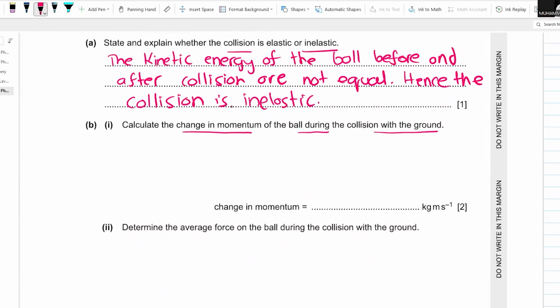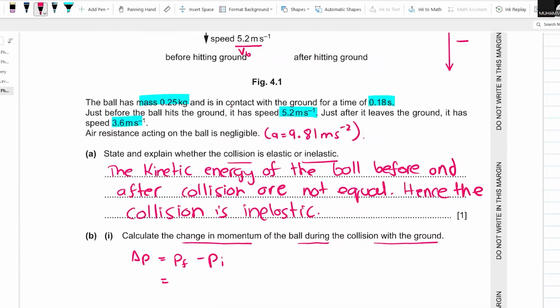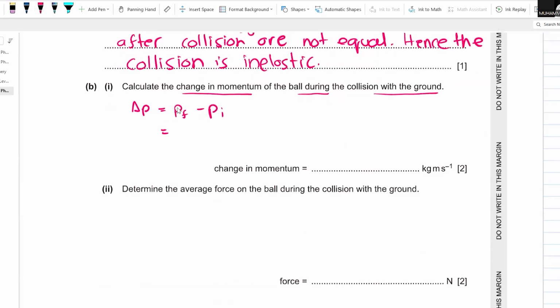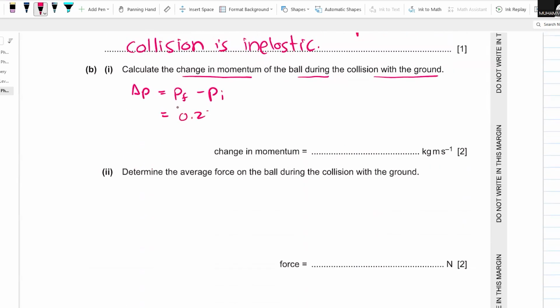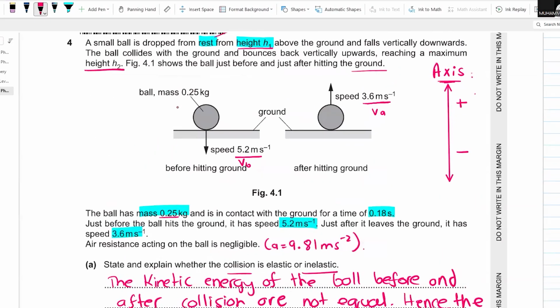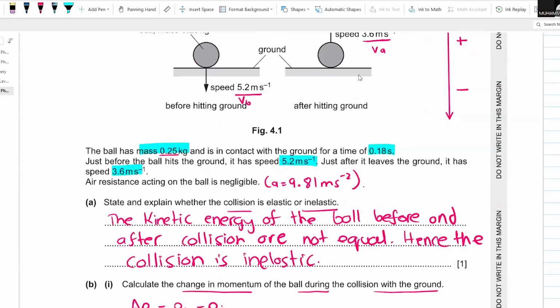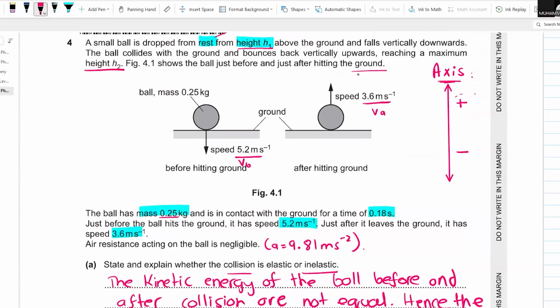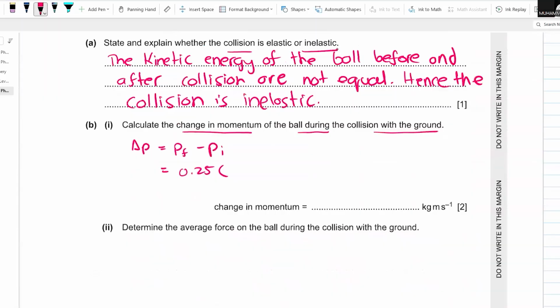Okay. Now you have to calculate the change in momentum. How will you calculate it? Final momentum minus initial momentum. The mass of the ball is 0.25 kg. What is the final velocity? Final velocity is acting upward, 3.6. Upward vectors are positive. So the final velocity is positive 3.6. Okay. So you can write it here.